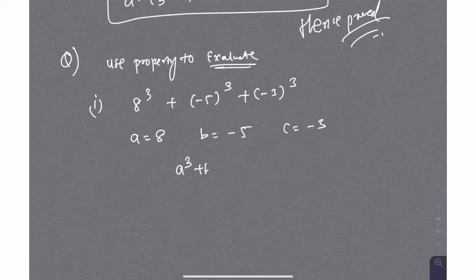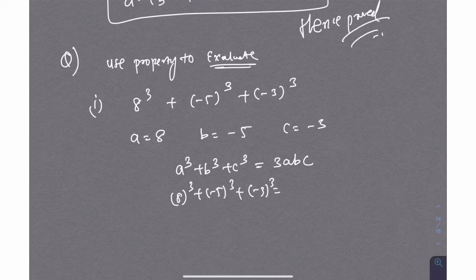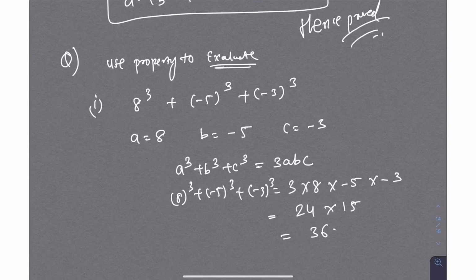So a cube plus b cube plus c cube is equal to 3abc. So now just replace the values of a, b and c. So you'll get 8 cube minus 5 cube minus 3 cube is equal to 3 into a, which will be replaced by 8, b will be replaced by minus 5 and c will be replaced by minus 3. So the answer that we are going to get is 8 into 3 is 24, into 15, which is 360.